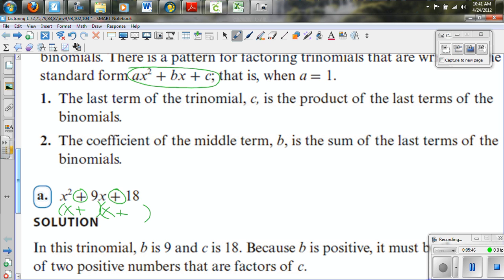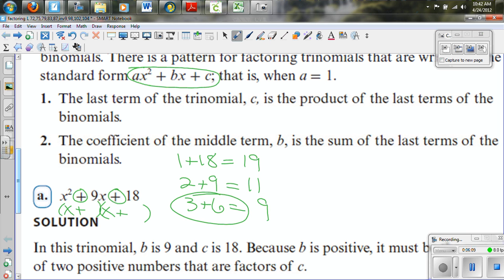Now we have to figure out the factors of 18. Well, 18 is 1 and 18, 2 and 9, 3 and 6. Which of these factors, when you add them, gives you 9? Well, that gives you 19. When you add these, that gives you 11. When you add these, that gives you 9. So it can only be the factors 3 and 6. So 6 times 3 is 18, and 6x plus 3x is 9x. And again, you want to always check these when you're done to make sure that that's correct.